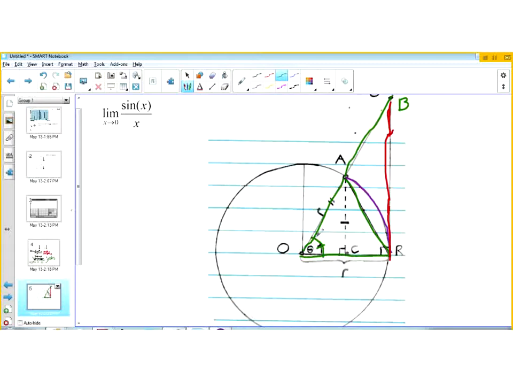Okay, and we know that line OA will intersect line BR because the two lines are not parallel, and they both lie in the XY plane. So we know that they're going to intersect. And when they intersect, they clearly form a triangle ORB. So can you see triangle ORB? Okay, so now here's how we're going to evaluate this limit. Let me show you how this drawing construction relates to the limit problem that we're trying to solve.